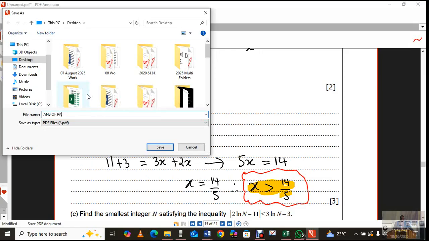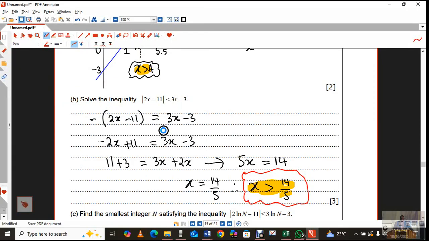Let me just make sure that, because whenever this thing happens, I must make sure I save. All right. Then there is a C part.